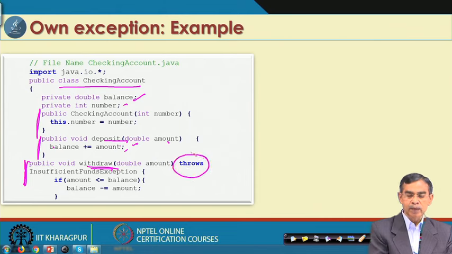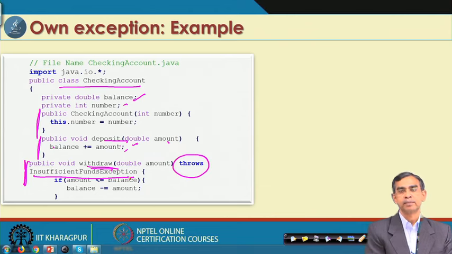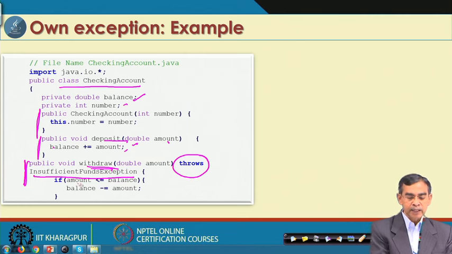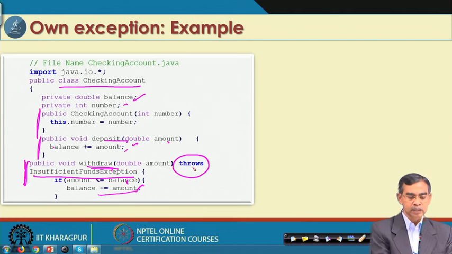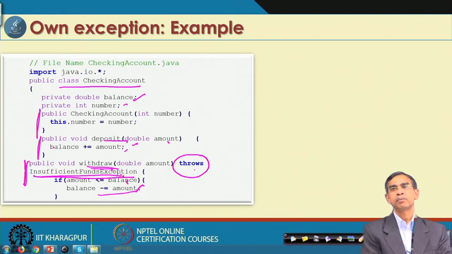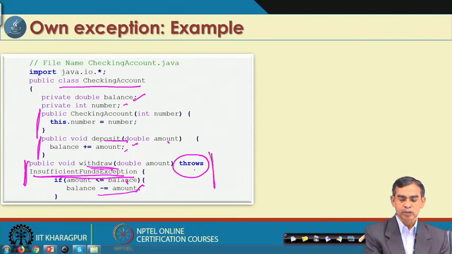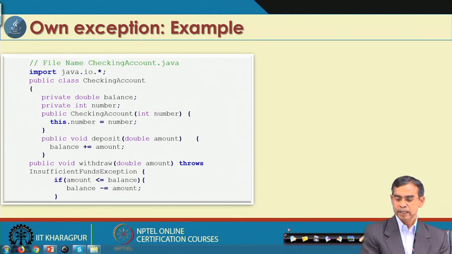Here in this case we have mentioned one exception, throws InsufficientFundException. If the amount is less than or equal to the balance, then the balance will be adjusted, and if it is not, then it will throw an exception. Suppose one user wants to withdraw some amount which is not permissible as per the balance. In that case, it will throw this exception, InsufficientFundException. So, this is the idea.